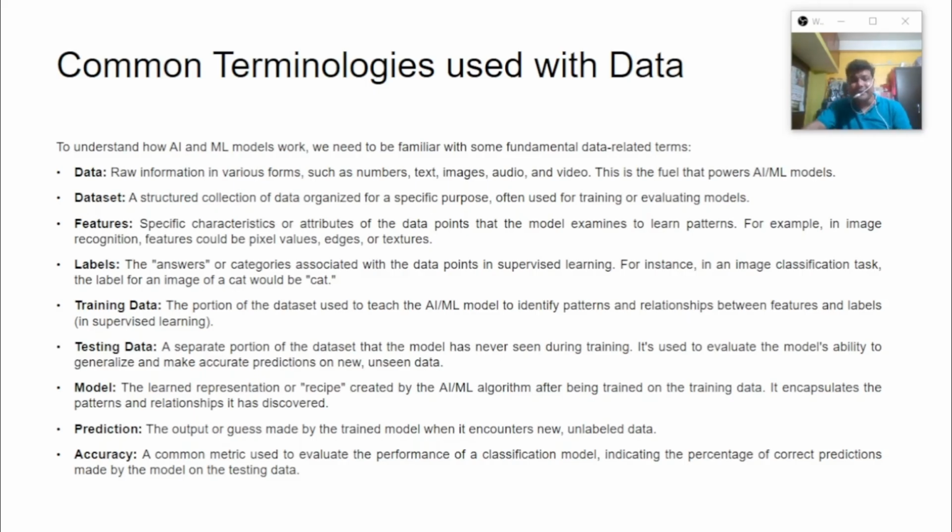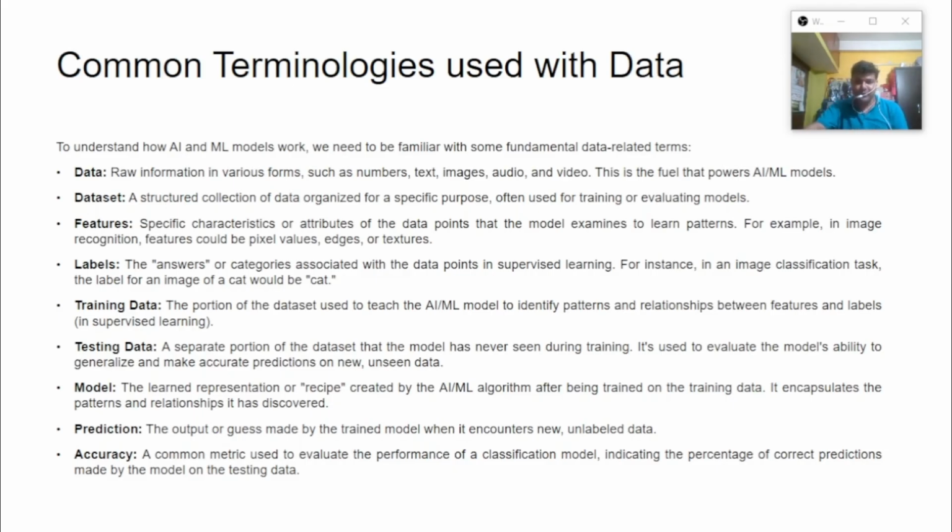And the fifth one is training data, the portion of the data set used to teach the AI or ML model to identify patterns and relationships between features. The next point is testing data, a separate portion of the data set that the model has never seen during training. It is used to evaluate the model's ability to generalize and make accurate predictions on new unseen data. Right? Got it? This is called testing data.